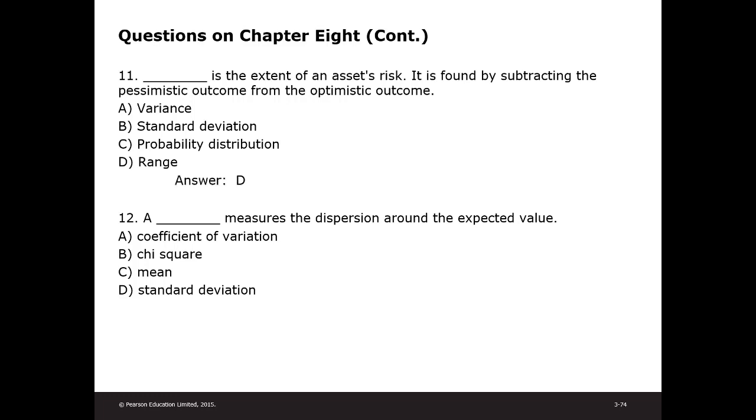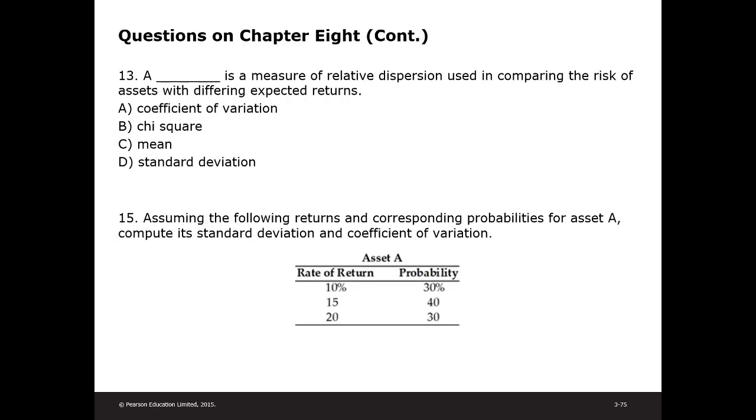Which of the following is a measure of the dispersion around the expected value? Coefficient of variation, chi square, mean, standard deviation. Whenever we are calculating the dispersion or the variability of the return around the expected value, this means that we are calculating the standard deviation. So the answer will be D.